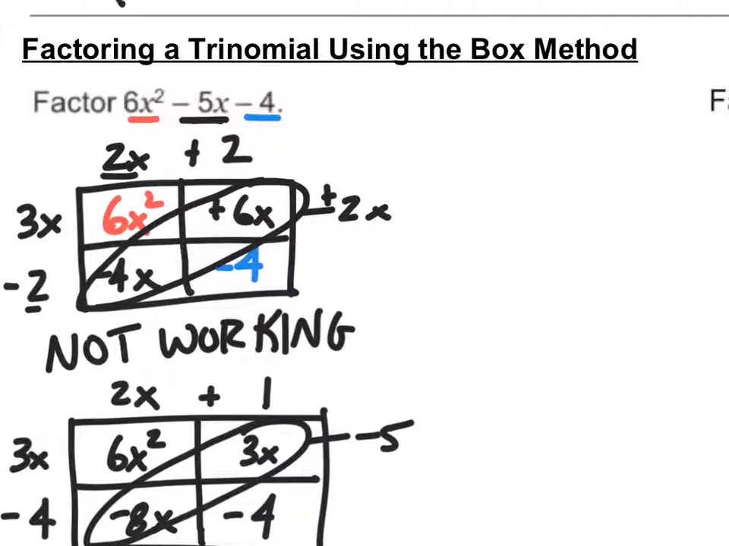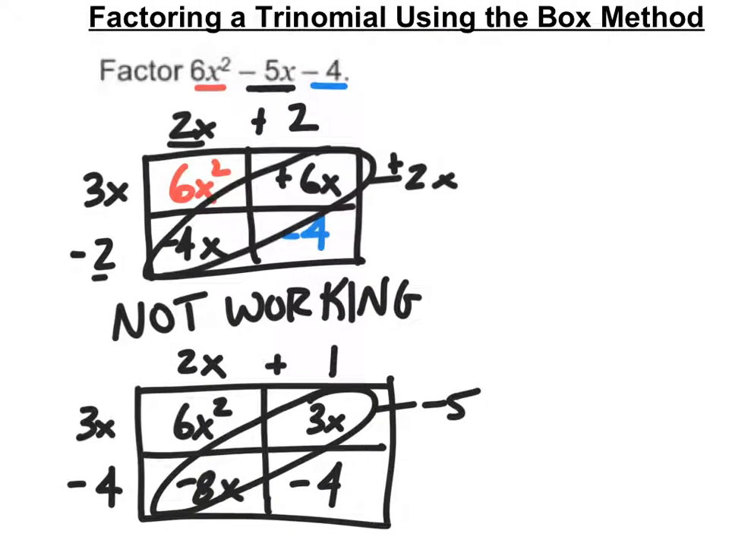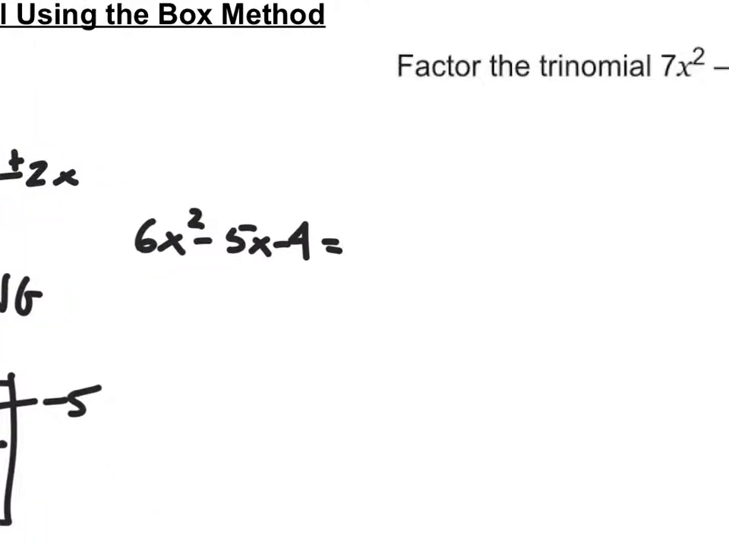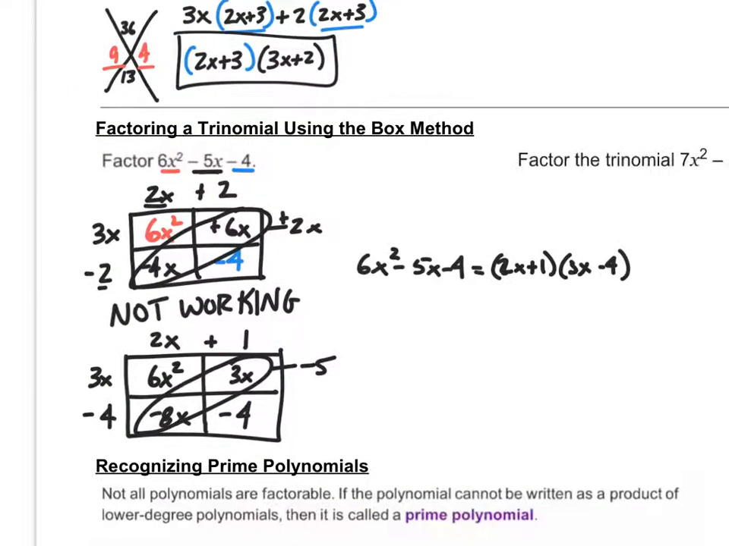So guys, it just takes some time. Just keep thinking about it and keep working at it. If that wouldn't have worked, then I would have changed this to like a 6 and a 1. But let's go ahead and rewrite this: 6x squared minus 5x minus 4 is equal to 2x plus 1 times 3x minus 4. I recommend the box method. I think it's pretty easy.